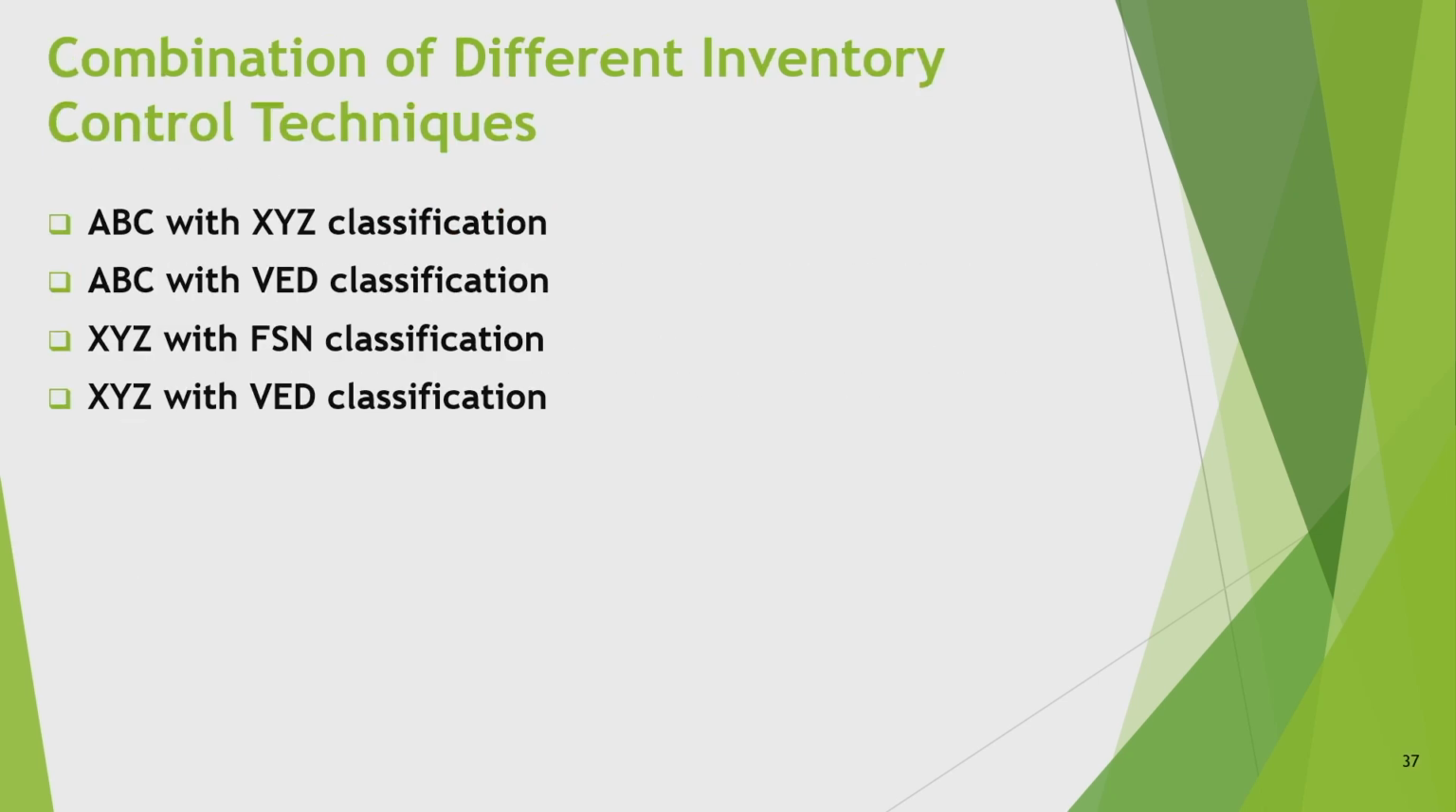So you can combine various things like ABC with XYZ, ABC with VED, XYZ with FSN, XYZ with VED, like that you can do. So this much only in this lecture. The remaining things will be told to you in the remaining lectures.